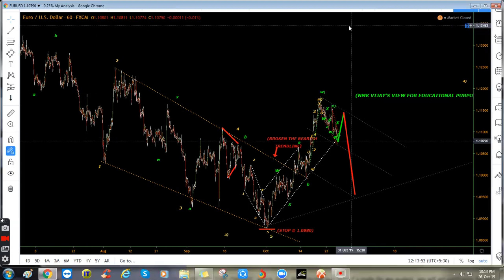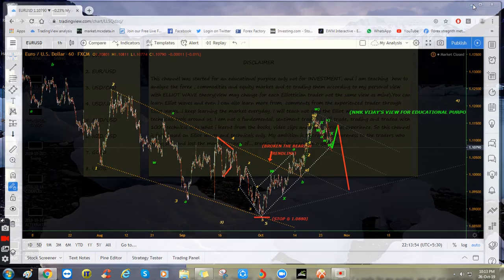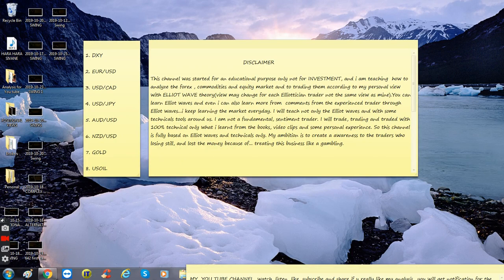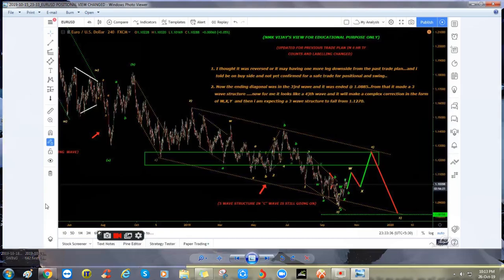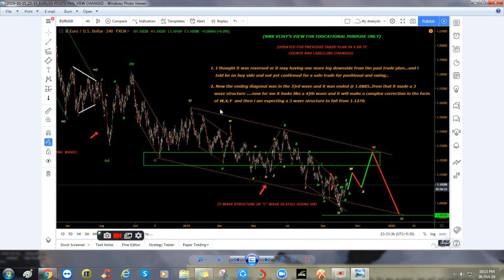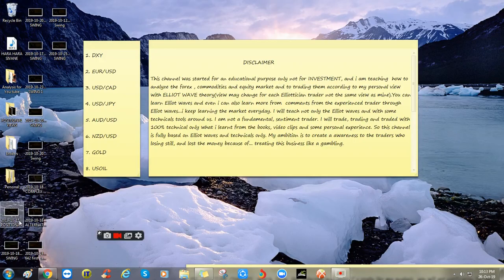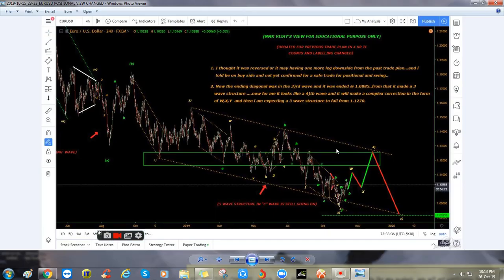Before that I will show you what analysis I did in the past. This is my positional analysis that I did on 15/10/2019. I planned that this would be a fourth wave also. The same as what I expected for the DXY, the same fourth wave, and the fifth wave has to come down. So same analysis. We will just move on because this will take time.